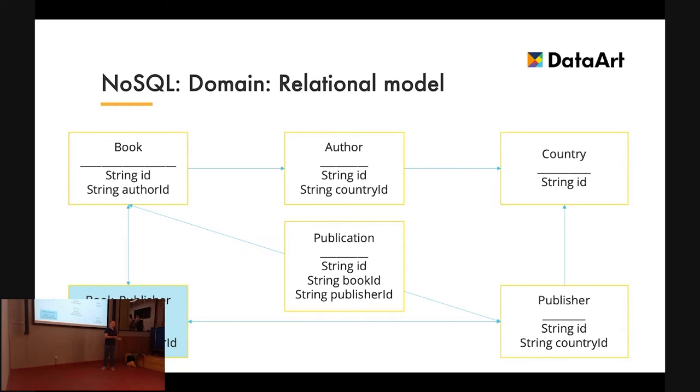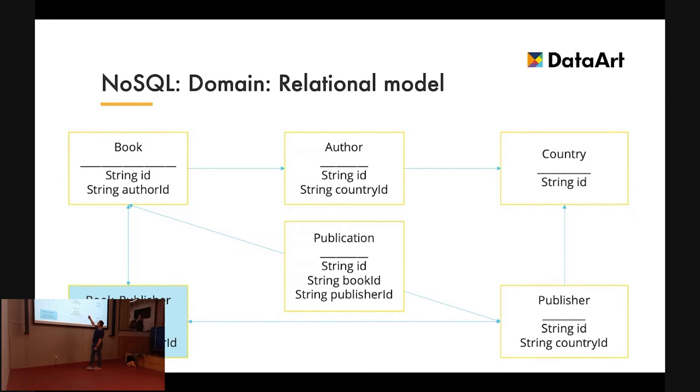I think everybody knows what a relational model is, what one-to-one, one-to-many, and many-to-many relations are. What is here? We have country, which has only its own ID. We have publisher, which has its own ID and relates to country by country ID. We have a publication, which has its own ID. It links to book and links to publisher.